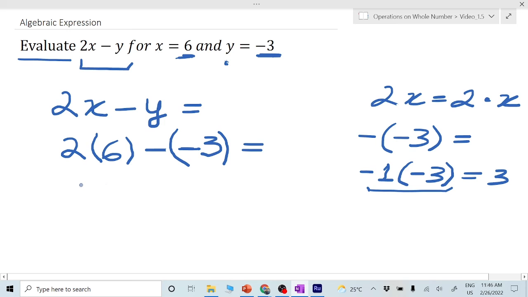So let's come back to our expression. 2 times 6 is 12. Minus negative 3 is negative 1 times negative 3, which is positive 3. So it's going to be positive 3. And 12 plus 3 is 15.